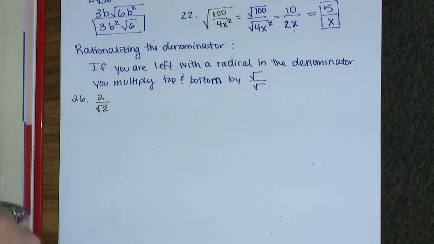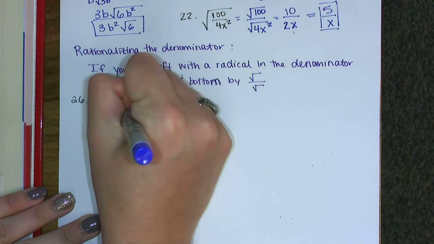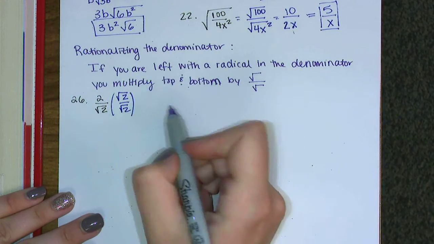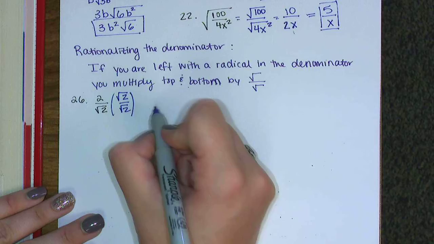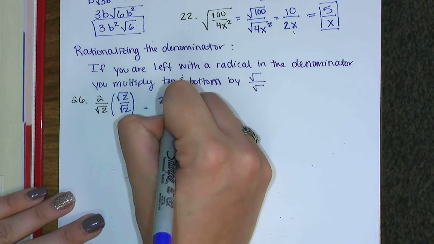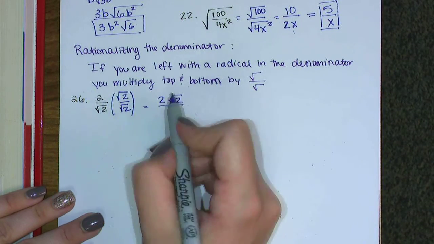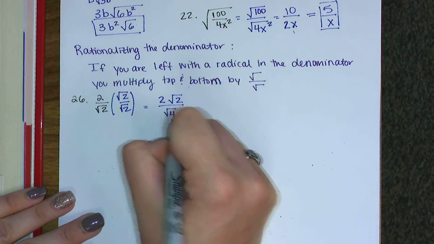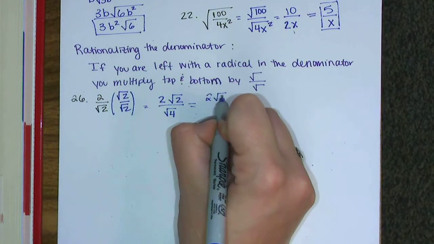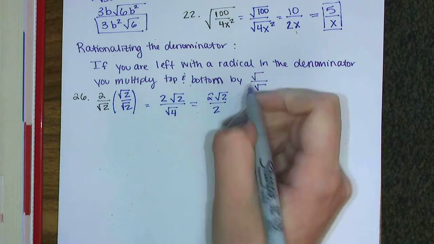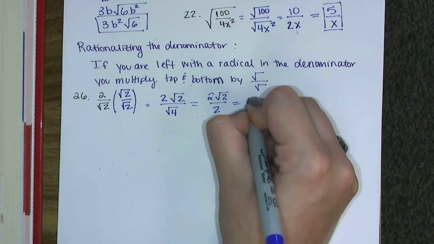Okay, this is the process of rationalizing it. So now on top, I'm left with 2 times the square root of 2 over the square root of 2 times the square root of 2, which gives us the square root of 4. The square root of 4 is 2, so 2 square root of 2 over 2. The 2's cancel, leaving me with the square root of 2 as my answer. Okay?